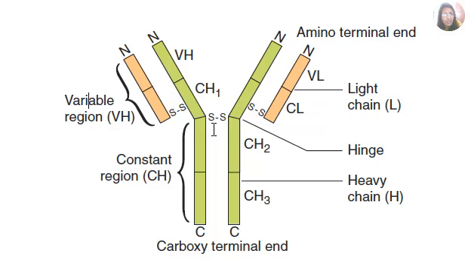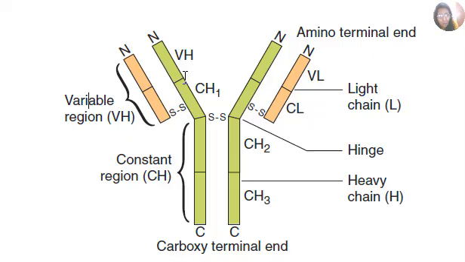The first thing is the arm of the Y-shaped molecule. There are two regions, variable regions and constant regions. The tip of the arms forms the variable domains. These are the two arms of the Y, and this is known as the variable region.